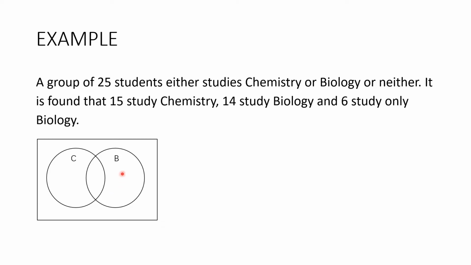So that's this part here. Then we're told that 14 study biology, that's this whole circle. So 14 take away 6 is 8. And 15 study chemistry, that's this circle here. We've already accounted for 8 of them. 15 take away 8 is 7. Now we're going to add them up. 7 and 8 is 15 and 6 is 21. We have 25 students, so 4 study neither chemistry nor biology.